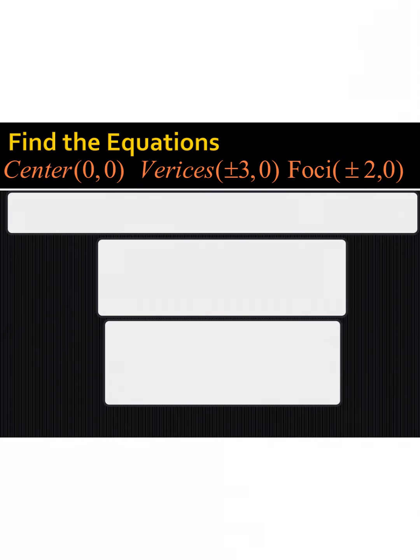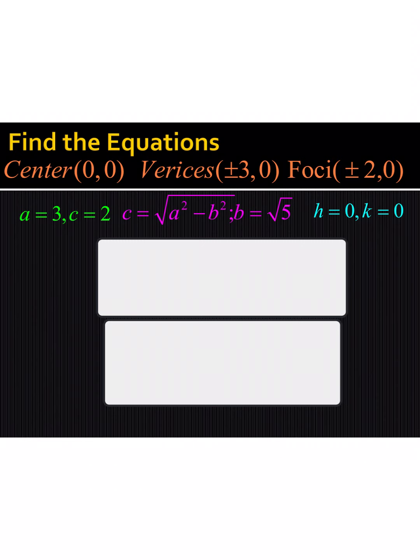Knowing my a and my c value, and also knowing h and k, I can identify b, and I can also identify what my equation looks like. So again, knowing that a is 3 and c is 2, I can plug them into my equation. c equals the square root of a squared minus b squared, and I can solve for b, which gets me that b is equal to the square root of 5. Now I can also identify h and k as 0 and 0, and I can plug it all in.